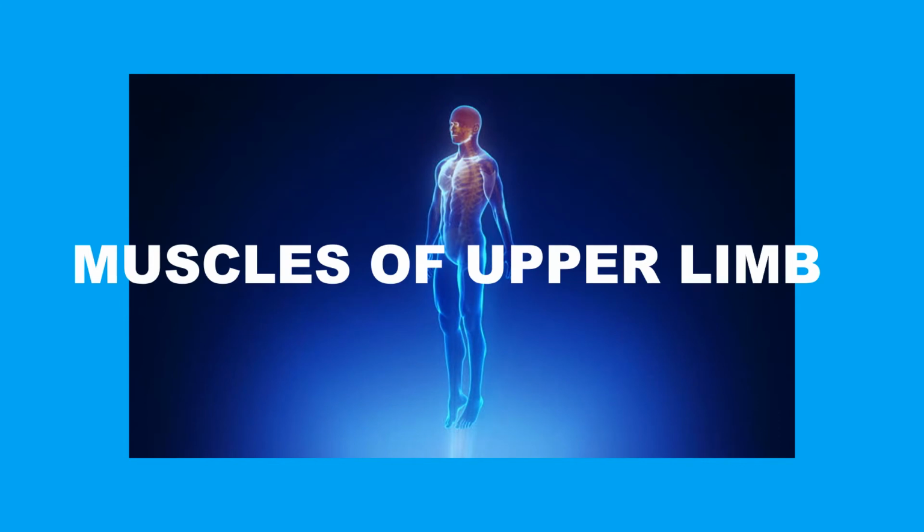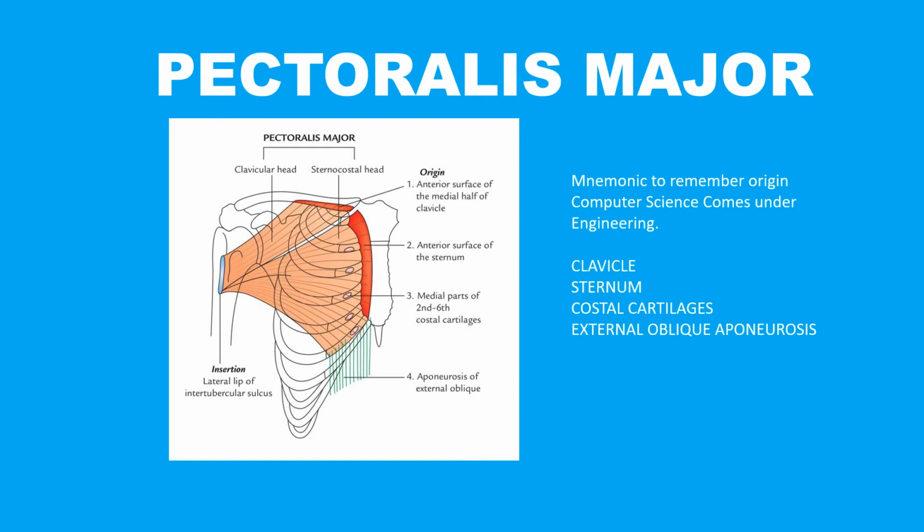Today's topic is muscles of upper limb. Pectoralis major. It is the largest muscle of pectoral region. Origin: arises by two heads, small clavicular head and large sternocostal head.